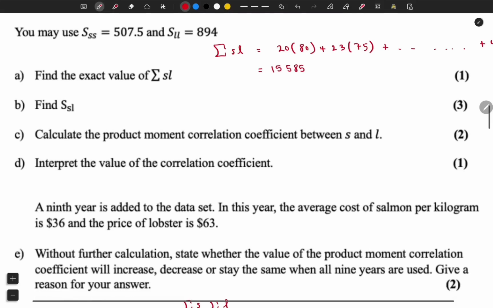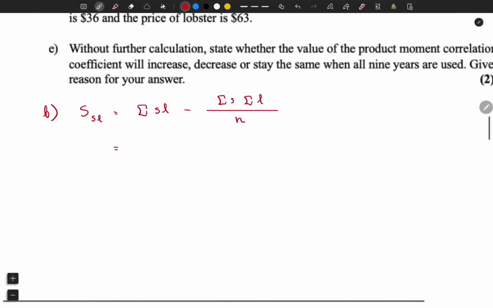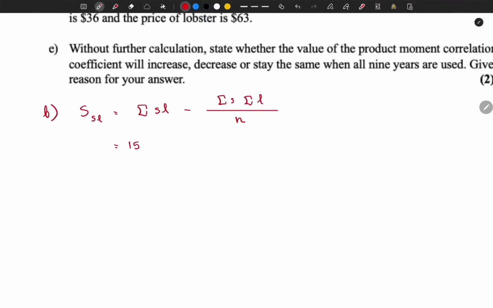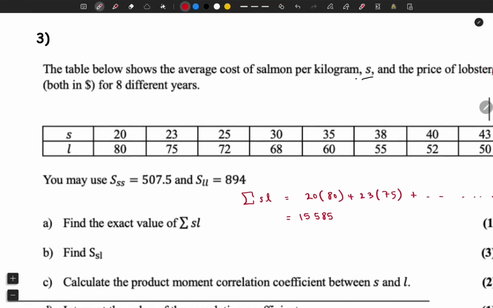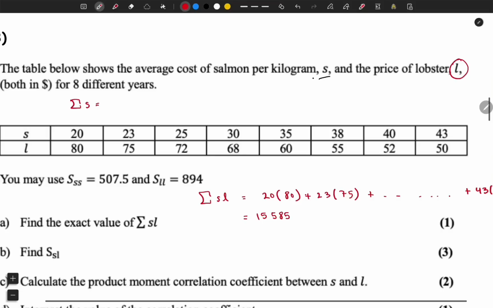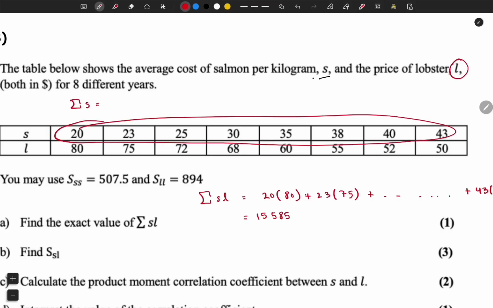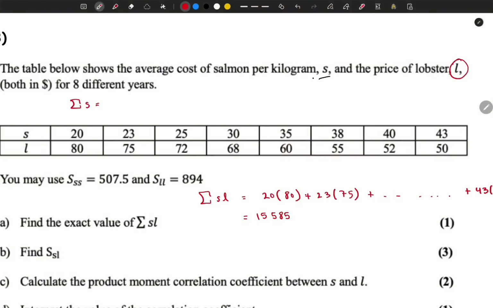So the summation of SL is 15,585. And the summation of S, we do not know yet, but we can find out the value. So the summation of S is all of these values added together. So this will be 254. Now we need to find out the value of the summation of L. If we add up all of these values, we should get an answer of 512.